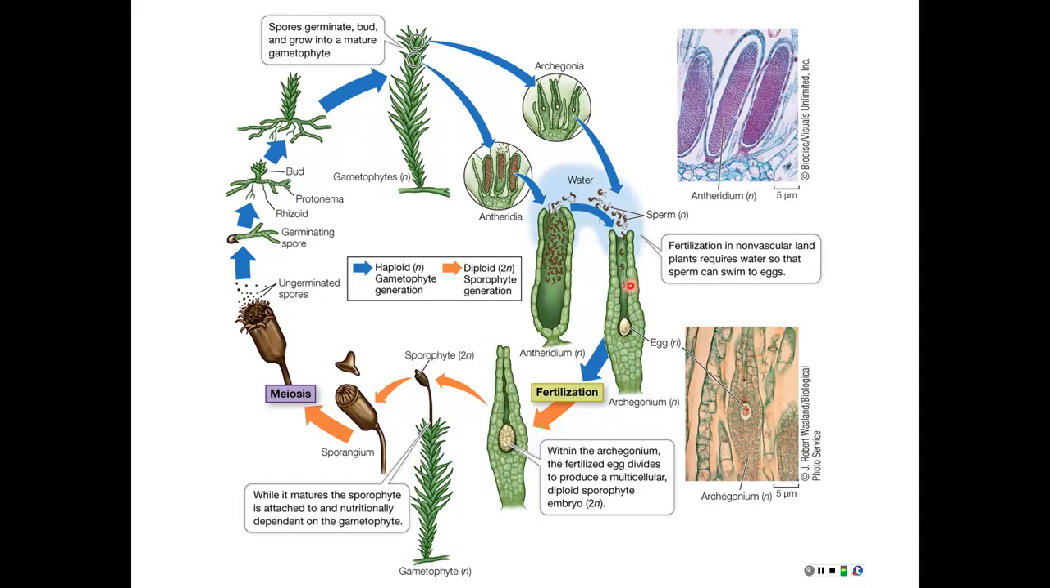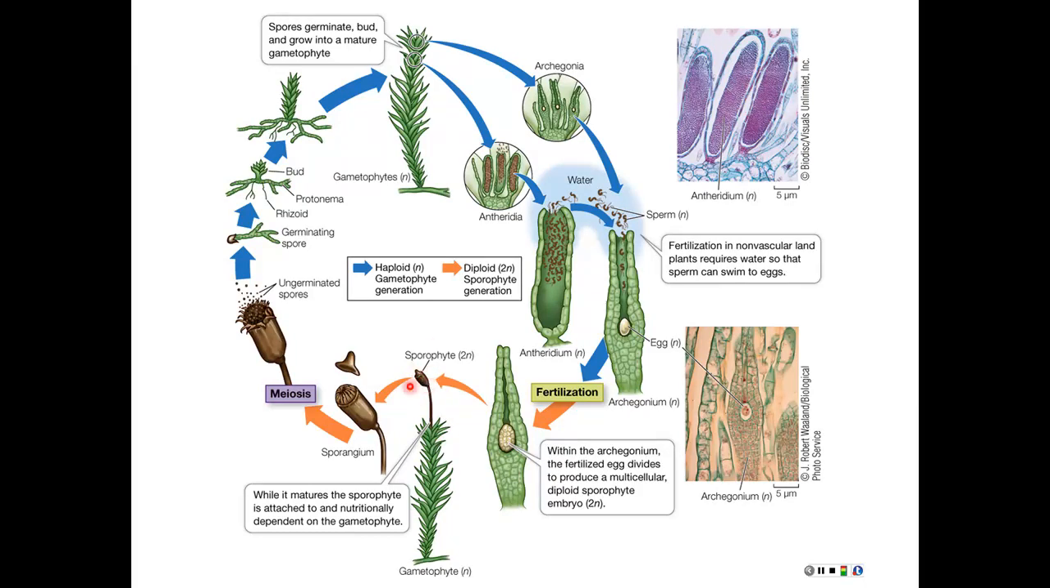So once sperm and egg meet and fertilization happens, within this archegonium is the diploid sporophyte that starts to develop. So here we have a developing embryo that is diploid, and it stays within the haploid structure of the female gametophyte and grows out of it. So here's our sporophyte, just this stalk and this capsule. That is it. That is the sporophyte generation, the diploid generation.